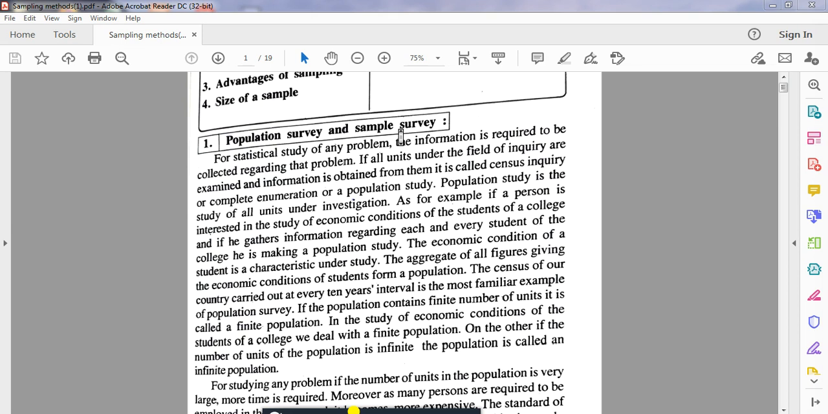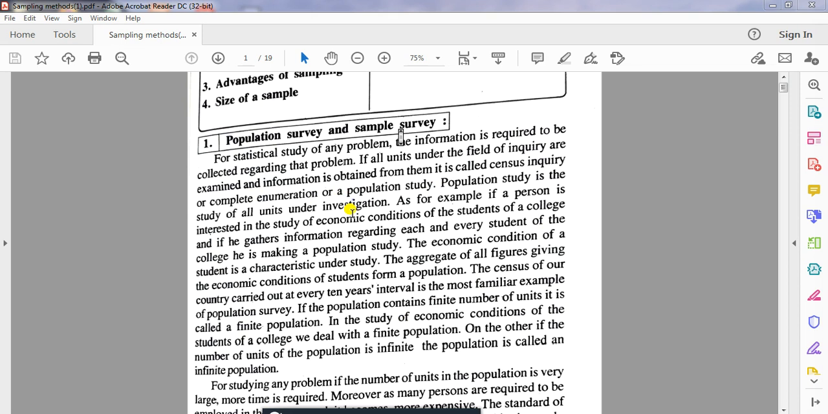For statistical study of any problem, the information is required to be collected regarding the problem. So if we are considering all the units under the field of inquiry, and they are examined and information is obtained from them, it is called census inquiry or complete enumeration or a population study. So population study is the study of all units under the investigation.